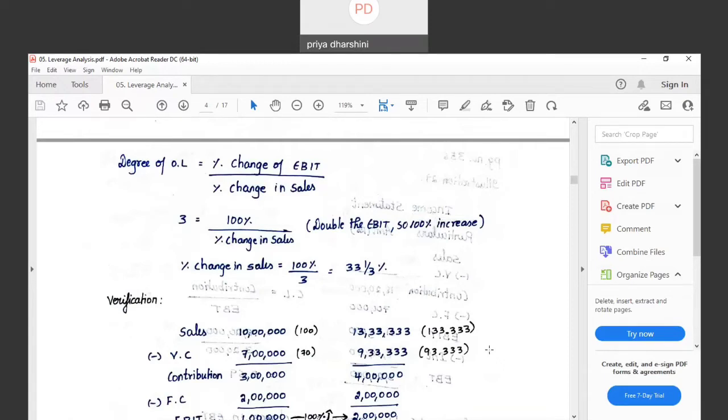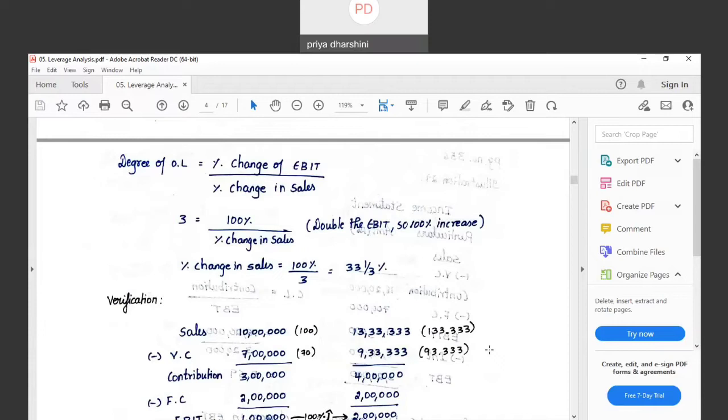It is percentage change in dependent variable divided by percentage change in independent variable. Which is the dependent variable? EBIT is the dependent variable, and sales is the independent variable. So the formula will be percentage change in EBIT divided by percentage change in sales.